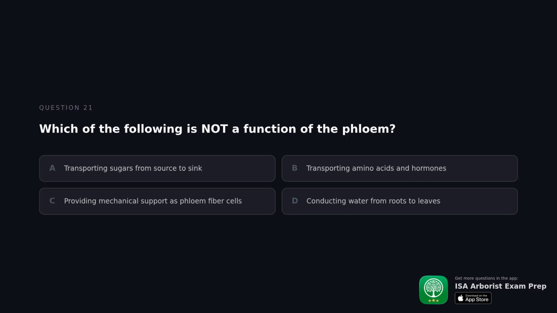Which of the following is not a function of the phloem? A. Transporting sugars from source to sink. B. Transporting amino acids and hormones. C. Providing mechanical support as phloem fiber cells. D. Conducting water from roots to leaves.